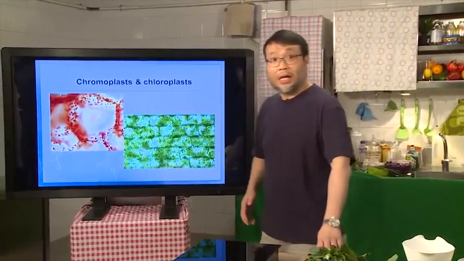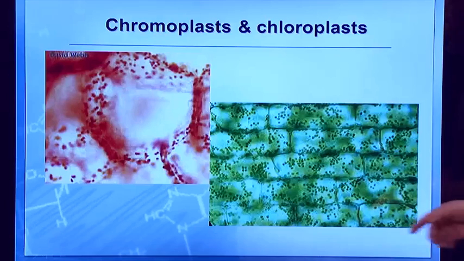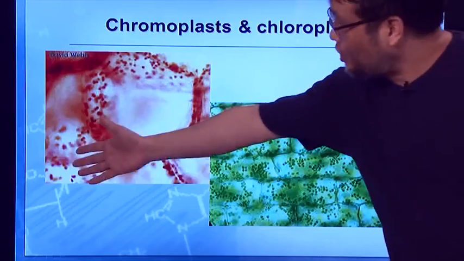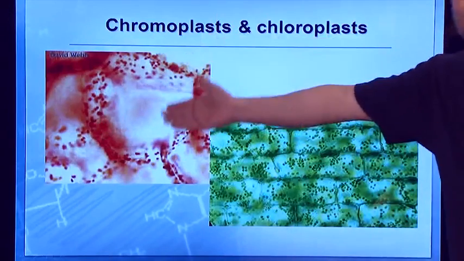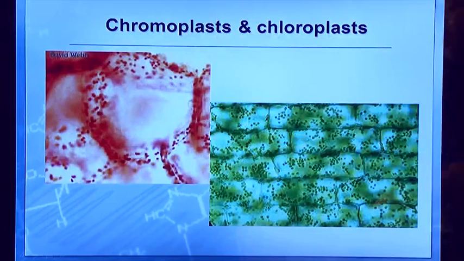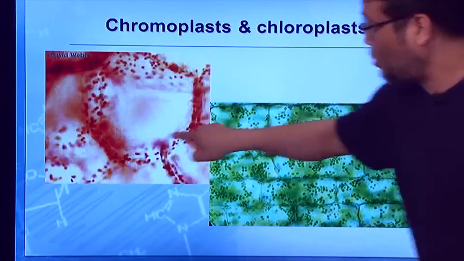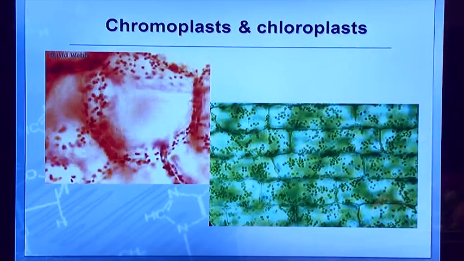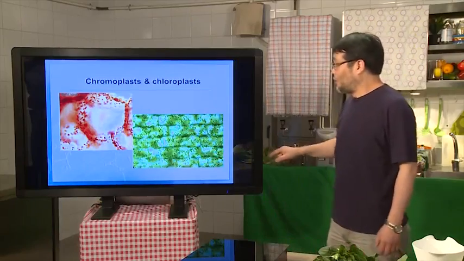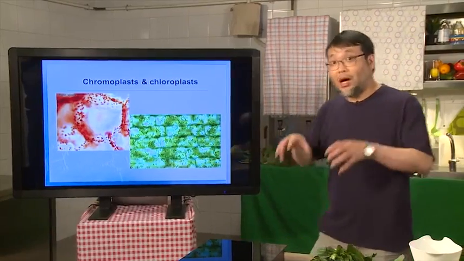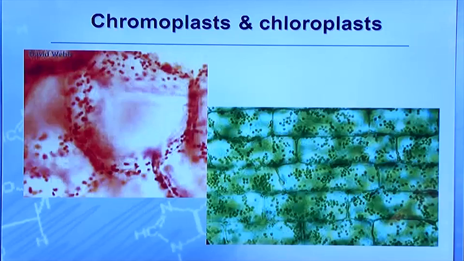Now, how are these organelles like? For example, on the left-hand side, we have an orange vegetable. What is it? It's a carrot. When you look at the cells, they have a lot of these small particles in them, and those are the organelles that contribute to the orange color. How about a green plant? You look like this. They are made of cells that are densely populated with green chloroplasts. That's why we see them as green.